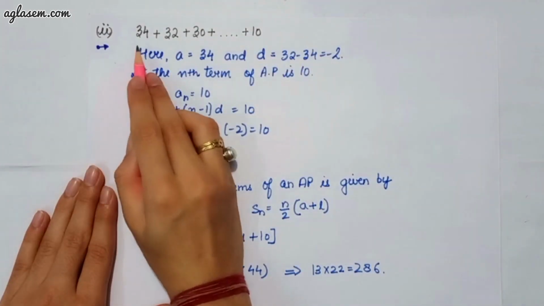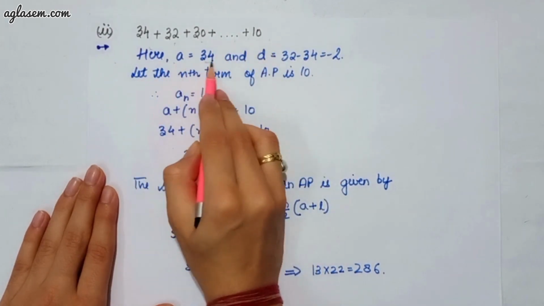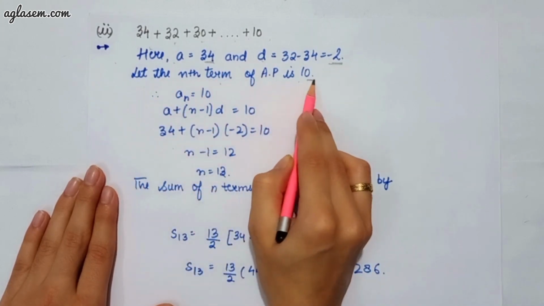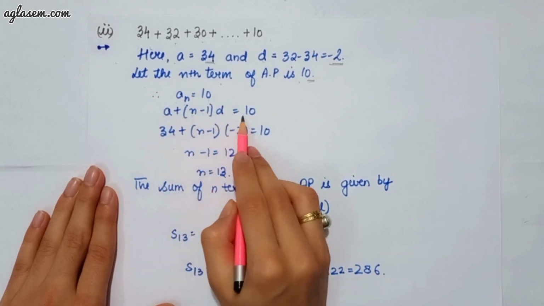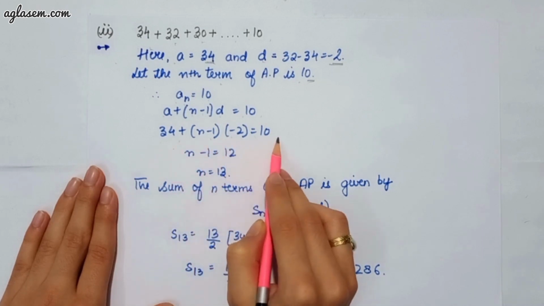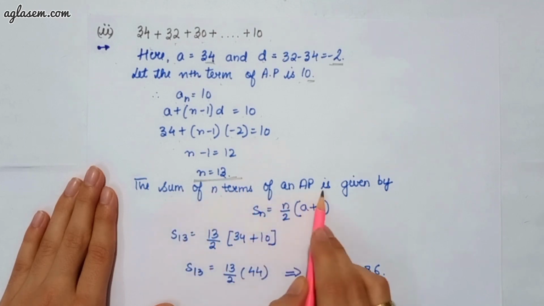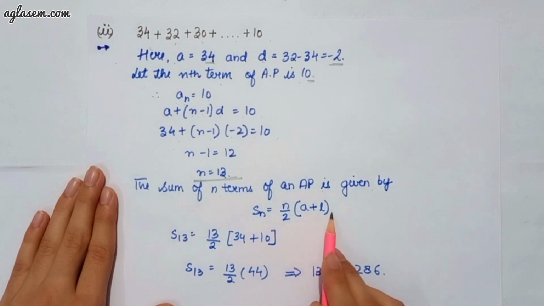Part 2 says 34, 32, 30 and so on plus 10. So here a is 34 and d is minus 2. Let the nth term of the AP be 10, so an is equal to 10. a plus (n minus 1) into d equals 10. So 34 plus (n minus 1) into minus 2 equals 10. Solving this, we will get n as 16. The sum of n terms of the AP is given by Sn equals n upon 2 into (a plus l). Applying the values in this formula, we will get S16 as 352.